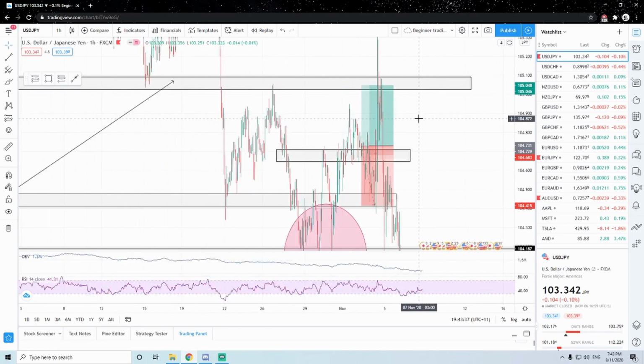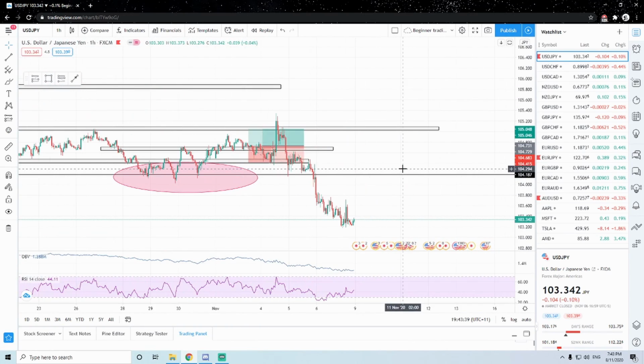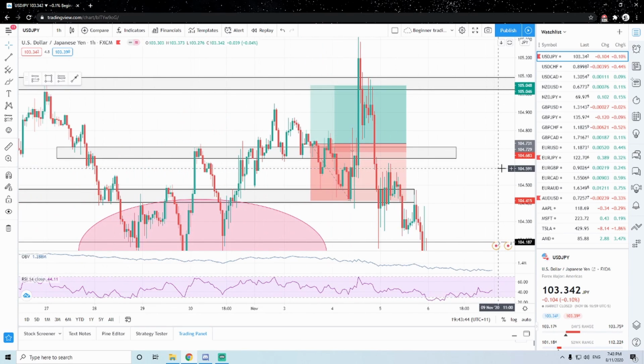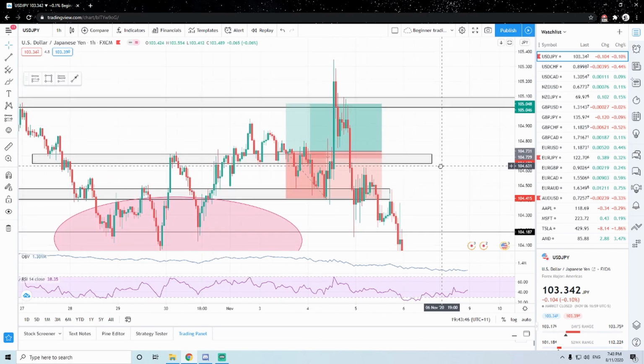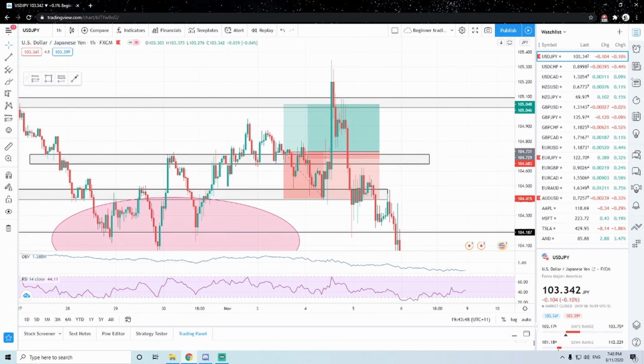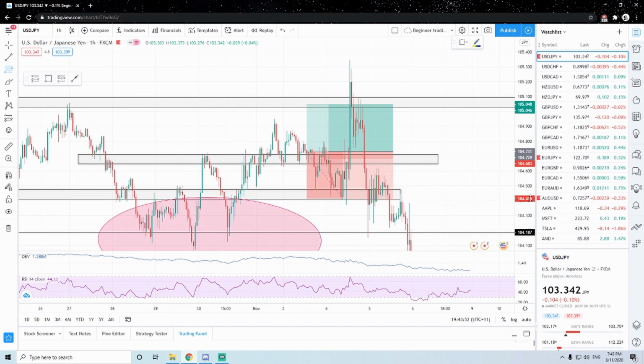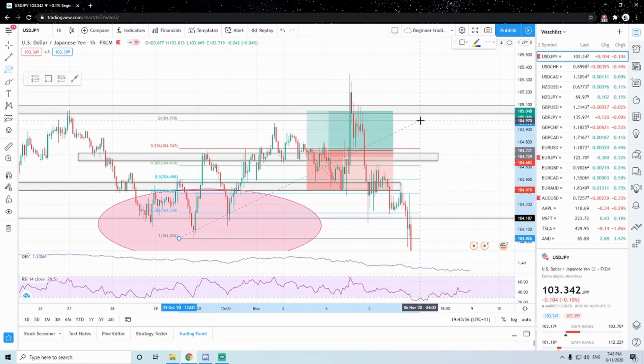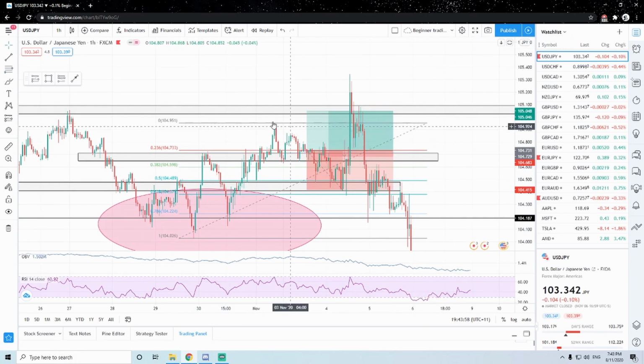So if I just delete that, zoom out a bit and input probably a better fib, in my opinion, this is what it would have looked like, and you'll see that it would have been basically an exceptional trade, right? So I believe it was using this low here to this high. So we're going to use this high up here and this low down here.